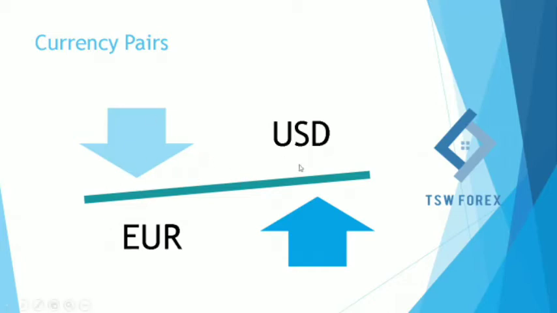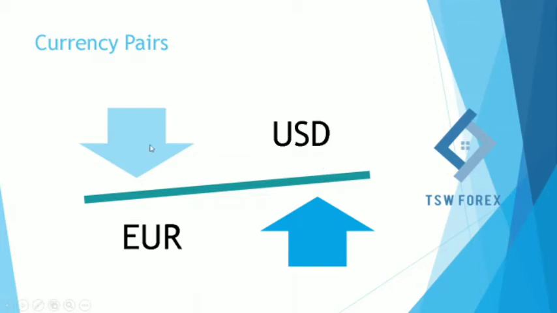I'm going to use this graphical representation to explain two things: when you're buying and when you're selling, and the relationship between the two currencies in a pair. Whenever you're selling the euro, you're automatically buying the USD in the EUR/USD pair. The reason is that you're saying the value of 1 euro is going to fall, and if the value of 1 euro is going to fall, then the value of the US dollar is going to rise.